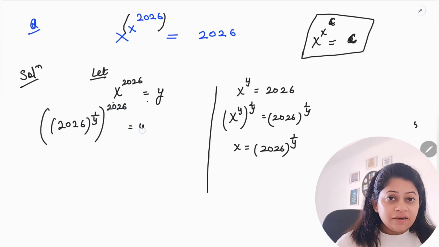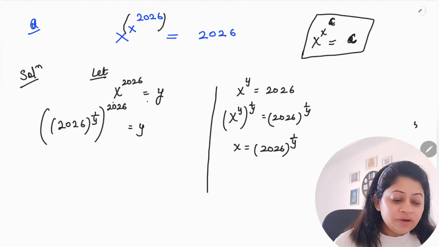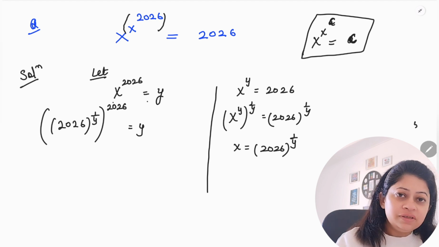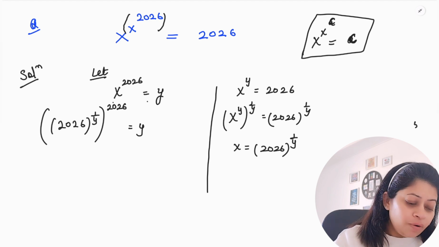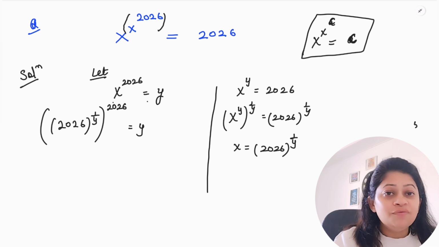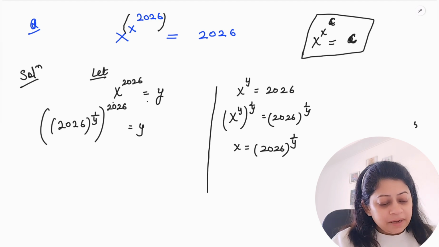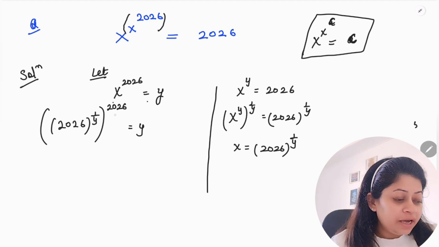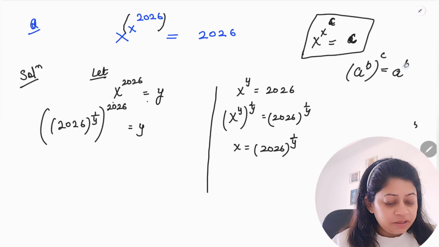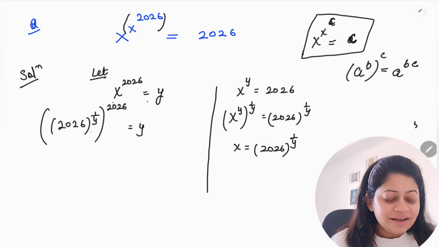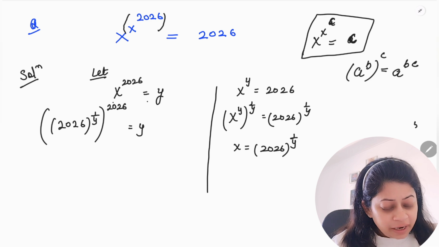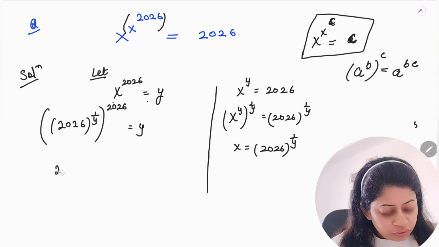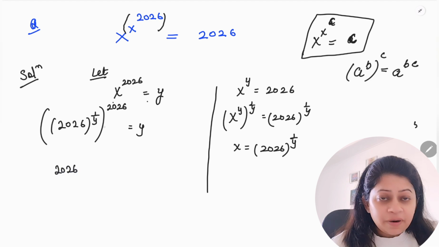Are you getting it? First we made this in two variables, then we solved somehow and tried to make it again in one variable. Now if you see this form, a raised to power b raised to power c, this will become a raised to power bc, because here we have brackets. In this question we didn't have these brackets. So what will I do now? I will write 2026 raised to power, I will multiply these two.